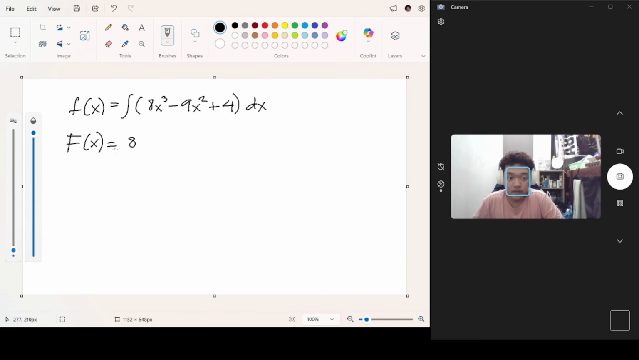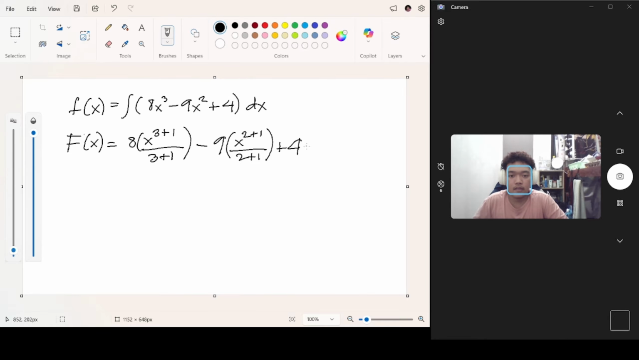Function capital F of x is equal to 8 times x to the power of 3 plus 1 over 3 plus 1, minus 9 times x to the power of 2 plus 1 over 2 plus 1, plus 4x plus c. This 4 is changed to 4x because we are implementing our second general rule in integration, wherein every constant shall be added x next to it.